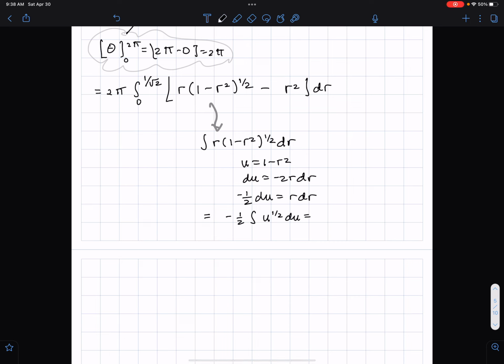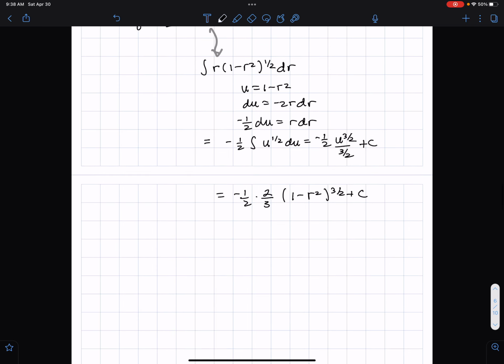But this is then negative 1/2 u to the 3/2 over 3/2 plus c. I'm always wondering, should I keep the c there? I'm using this as a definite integral, but okay. So I divide by 3/2, which is multiplying by 2/3, and then u is 1 minus r squared to the 3/2. And so this becomes negative 1/3, 1 minus r squared to the 3/2 plus c.